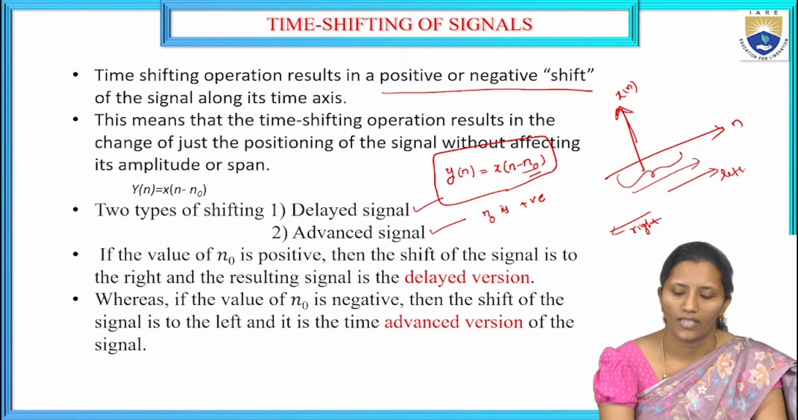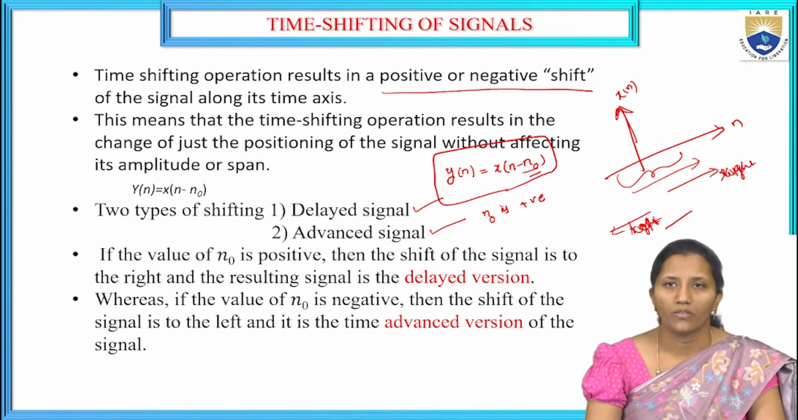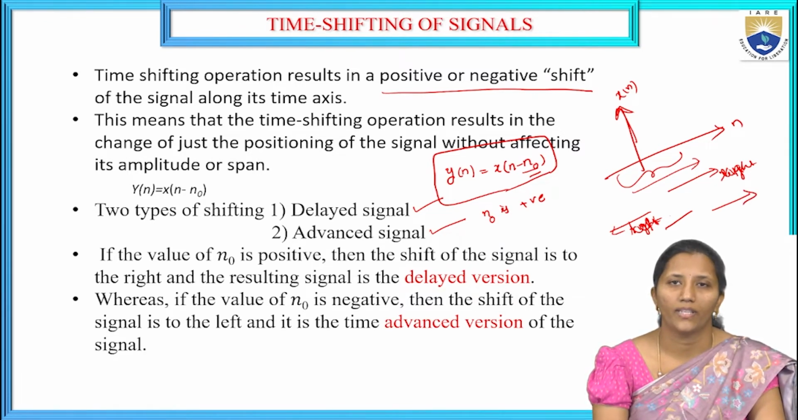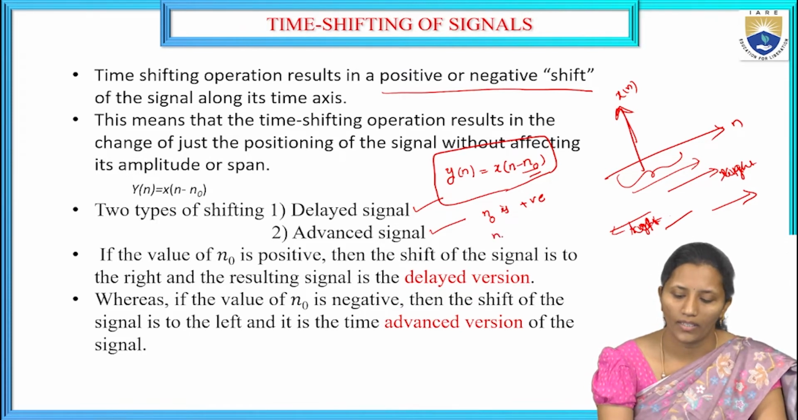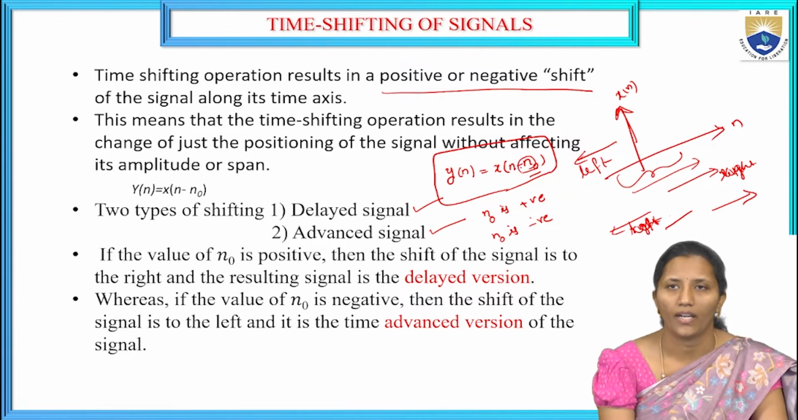So if this shifting constant n naught is positive, then the signal will be shifted to the right side, and the signal is called the delayed signal of the original signal. If n naught is negative, then the signal will be shifted to the left side, and this is the advanced version of the original signal. So here we have two types of shifting, delayed or advanced, depending on the n naught value. If n naught is positive, we get the delayed signal. If n naught is negative, we get the advanced signal.